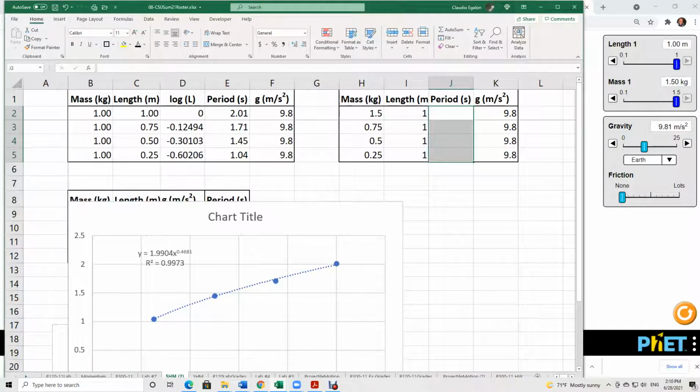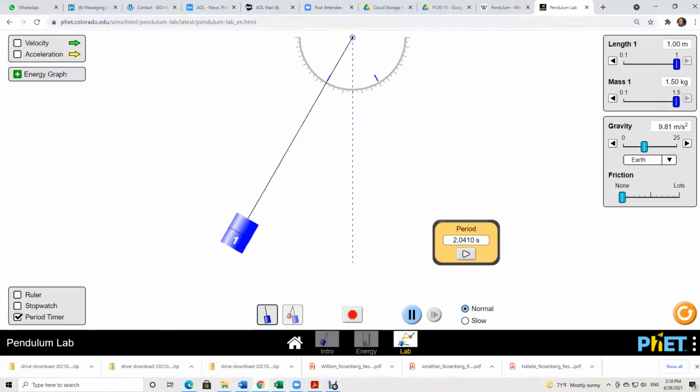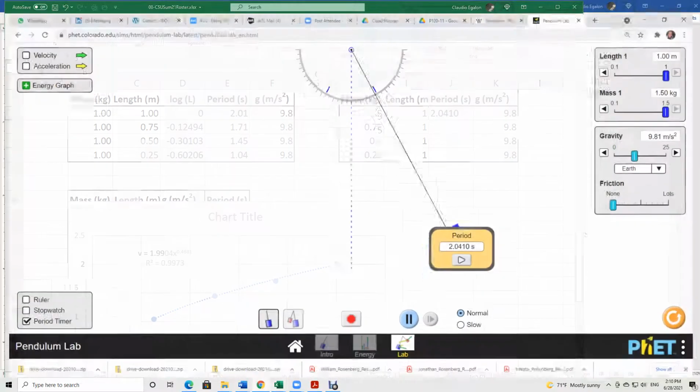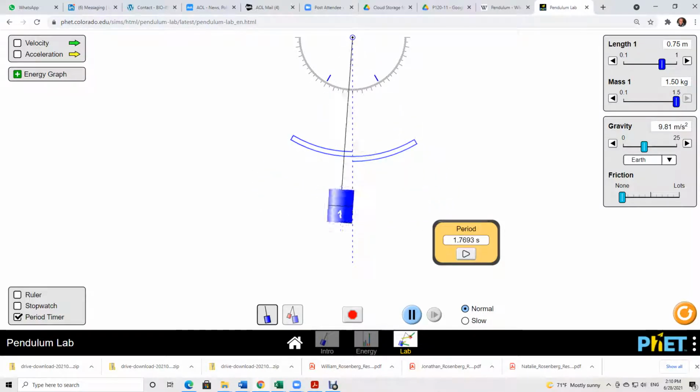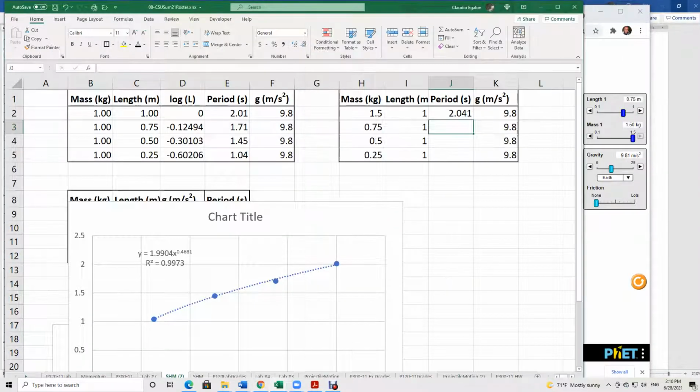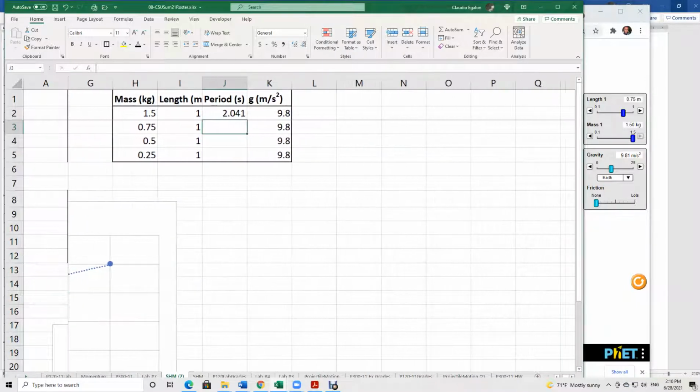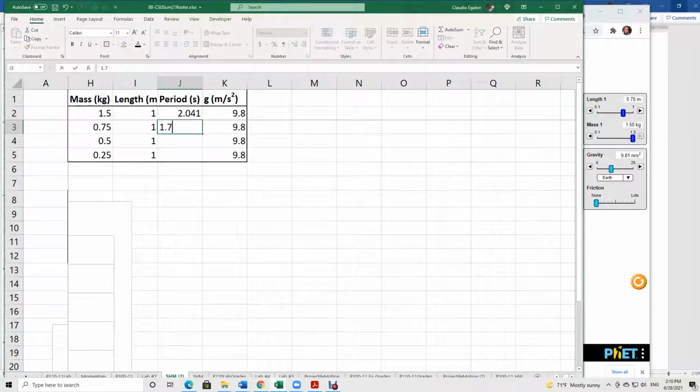1.5 kilograms. 2.0410. Here you go. Next is 75 centimeters. Here you go. We can start again. Here you go. 1.7693. Next is half meter.